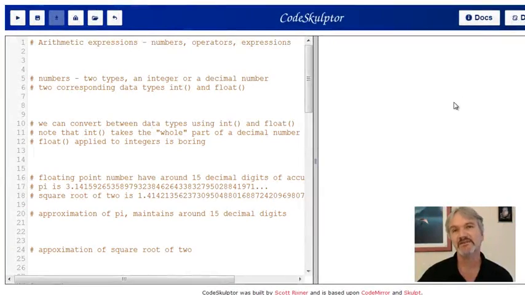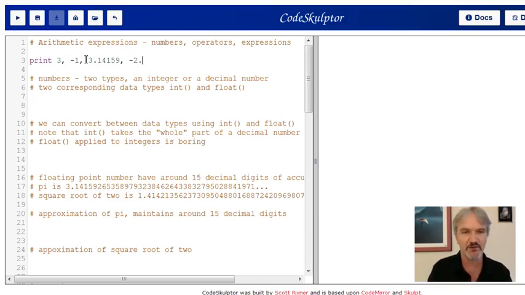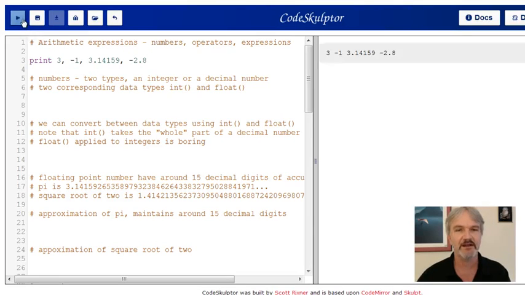All right, let's talk about numbers and arithmetic expressions. To begin, let's just dive right in and have Python print out some numbers. Let's print 3 and -1 and 3.14159, and maybe -2.8. If I hit run here, sure enough, out come those numbers.